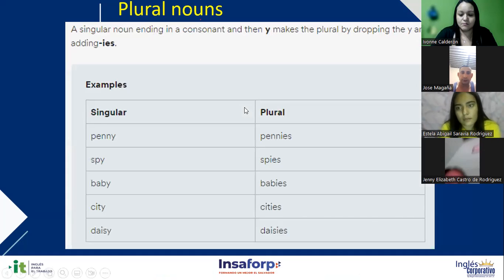Good. What happens if the noun ends in Y? ¿Qué pasa si el nombre termina en la Y? Y, you know? So we make the plural by dropping the Y.